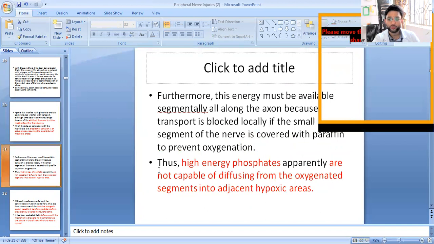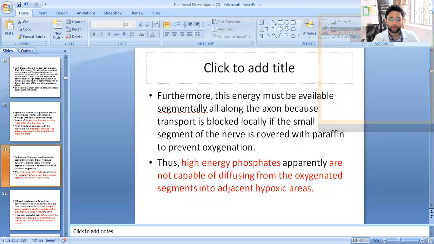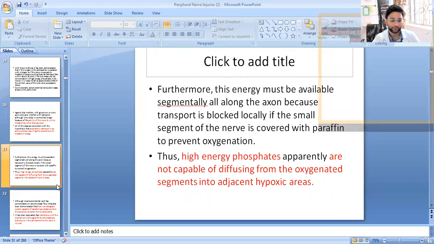Furthermore, this energy must be available segmentally all along the axon because transport is blocked locally if a small segment of the nerve is covered with paraffin to prevent oxidation. Thus, high energy phosphates apparently are not capable of diffusing from oxygenated segments into adjacent hypoxic areas.